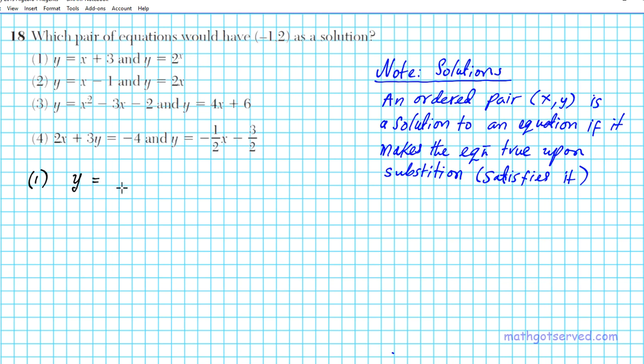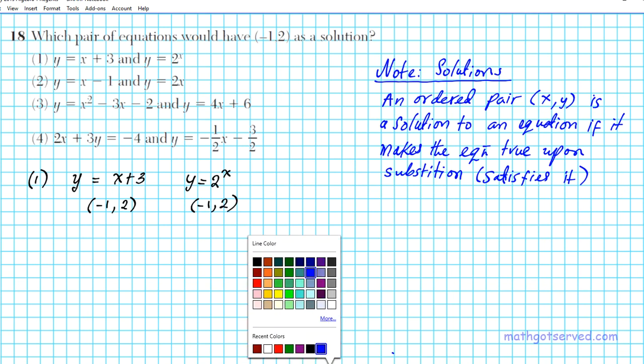Y equals x plus 3 and y equals 2 to the x. Okay, so what we're going to be doing is we're going to plug in this ordered pair -1, 2 and see if we end up with a true statement. So the solution we are testing is -1, 2 for both equations.